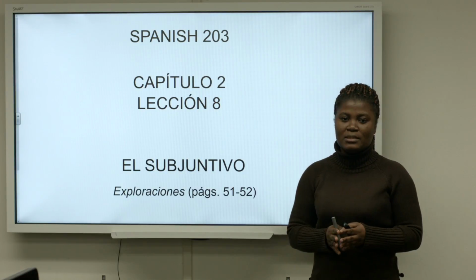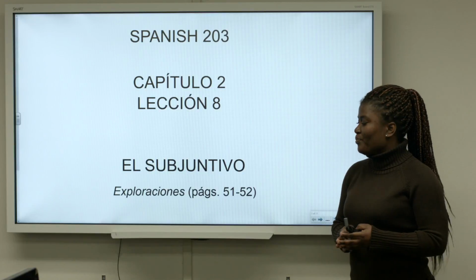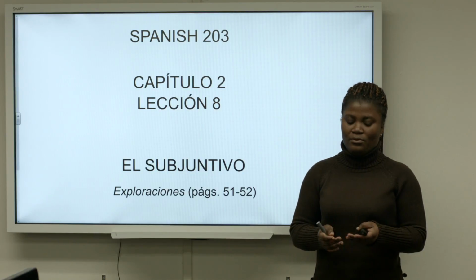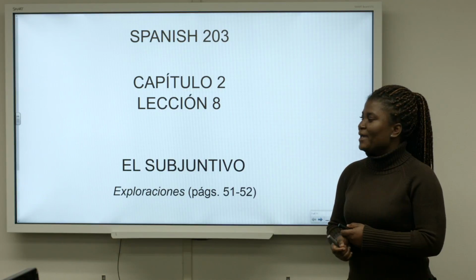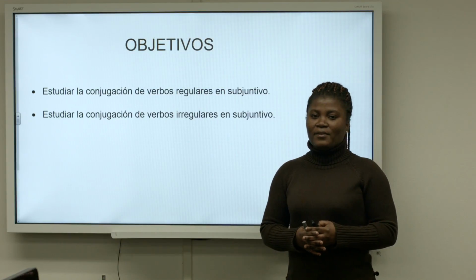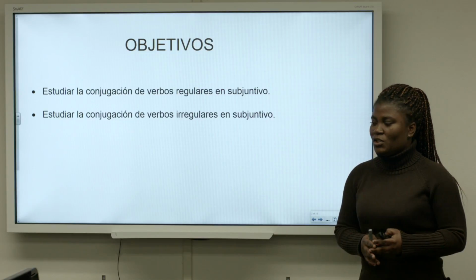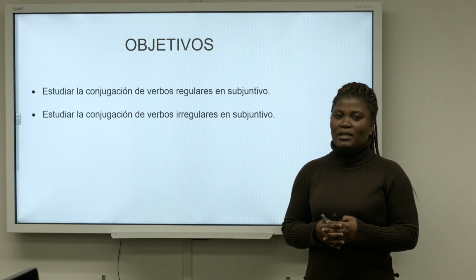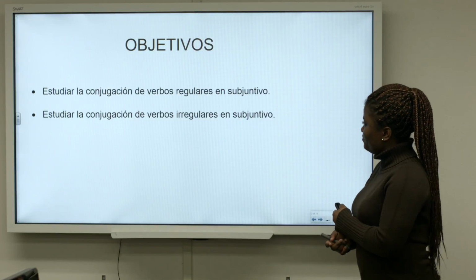You would be able to turn to your book, Exploraciones, on pages 51 and 52 for a few more examples, if you like. The objectives of this video are to talk about the conjugation of regular verbs in the subjunctive. We'll also look at irregular verbs in the subjunctive mode.